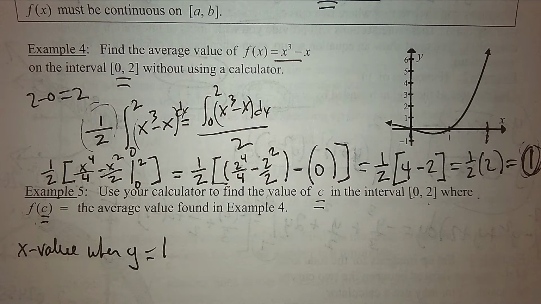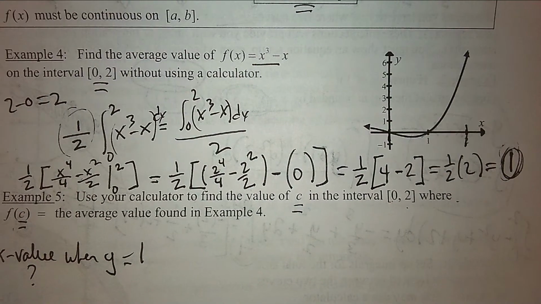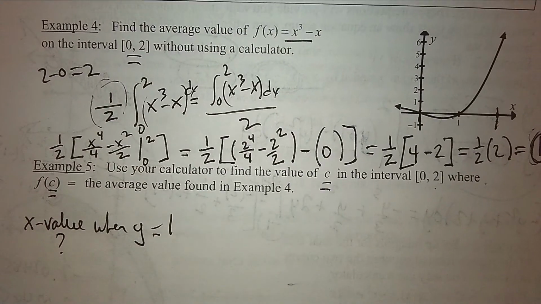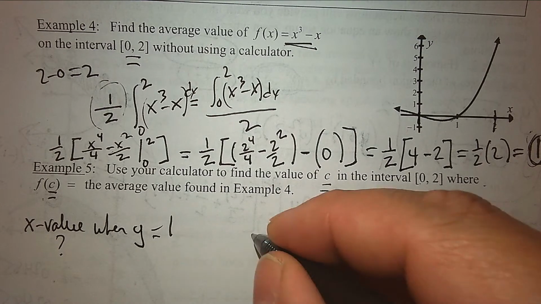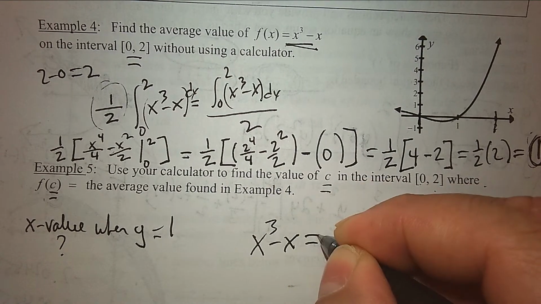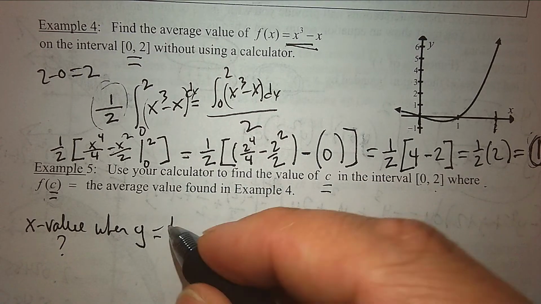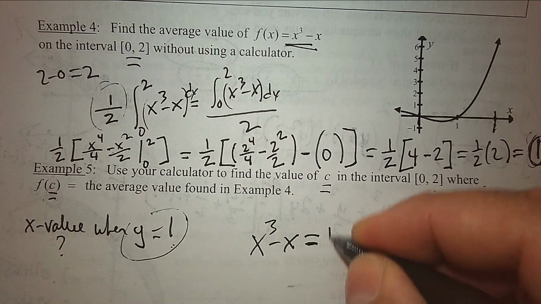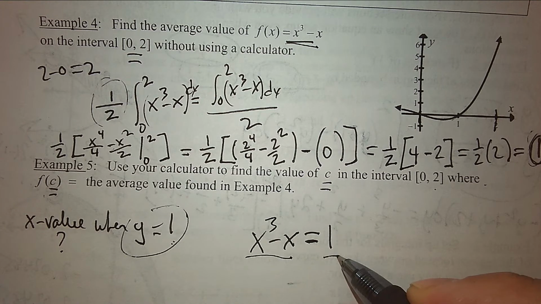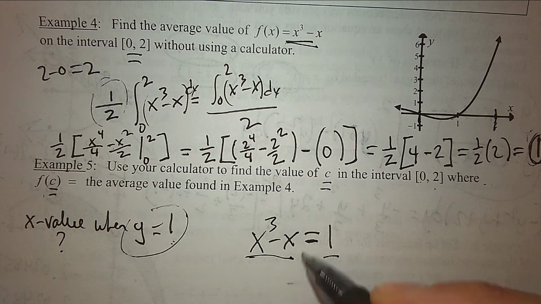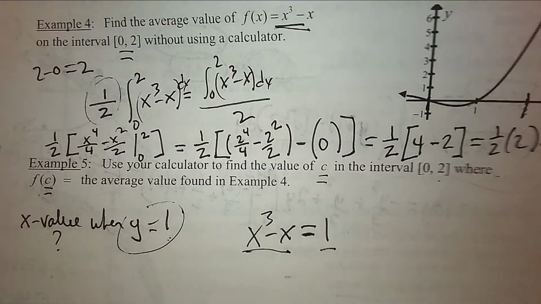So how do I find the x value when y is 1? So at what point do you find that average value? So what does y equal again? Up here, x cubed minus x. And we want to know when that is equal to what number? 1. So y equals 1, or y is x cubed minus x equal 1. How do I solve this?